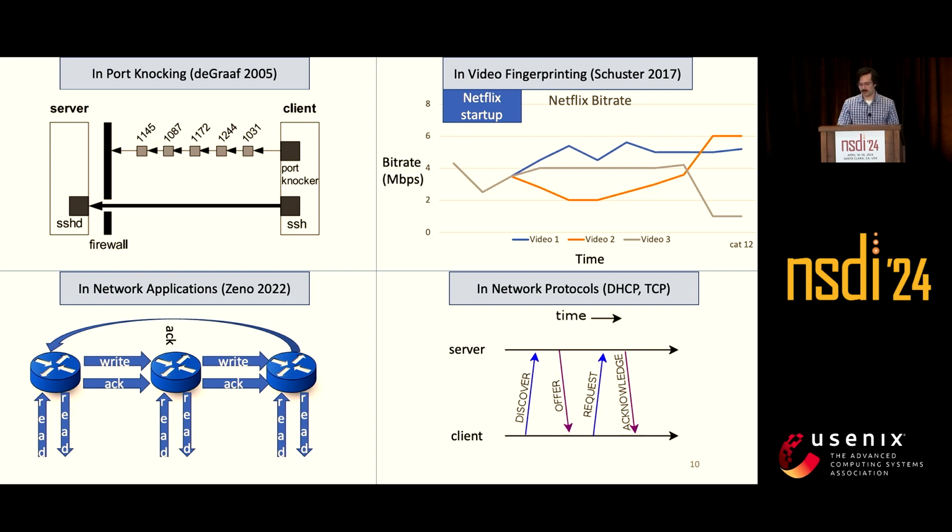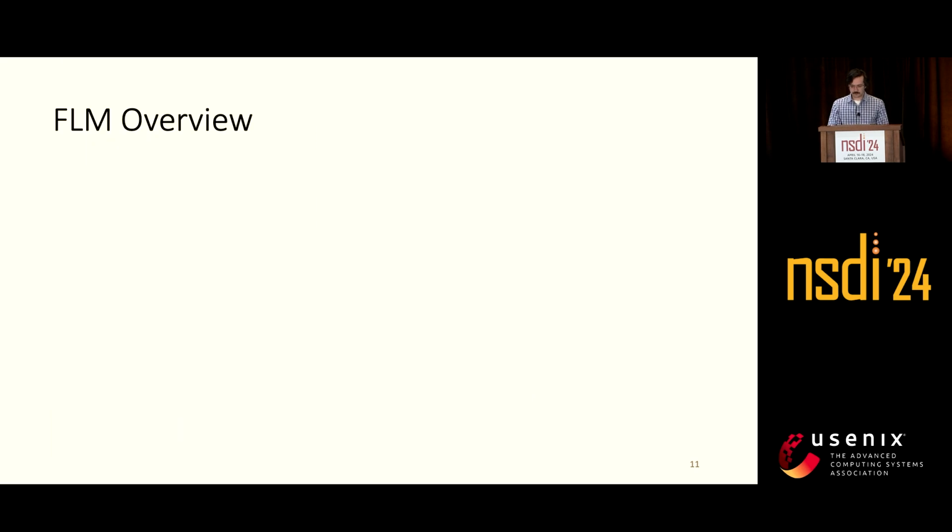I'm going to show you FLM, which stands for Flexible Line Rate Monitoring, which allows programmers to use the flexibility of programmable hardware to run sequence monitors in current networking switches at line rate.